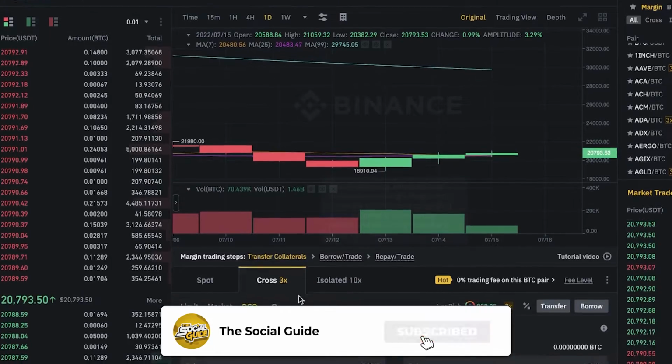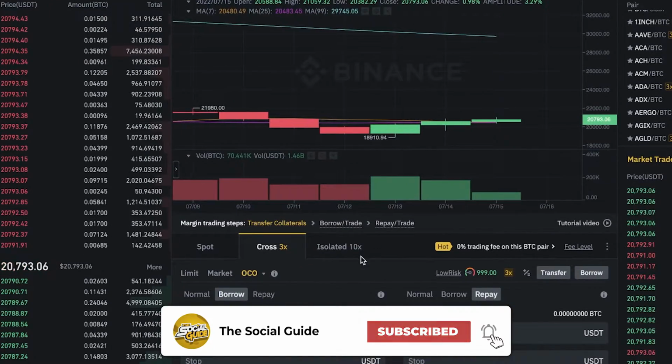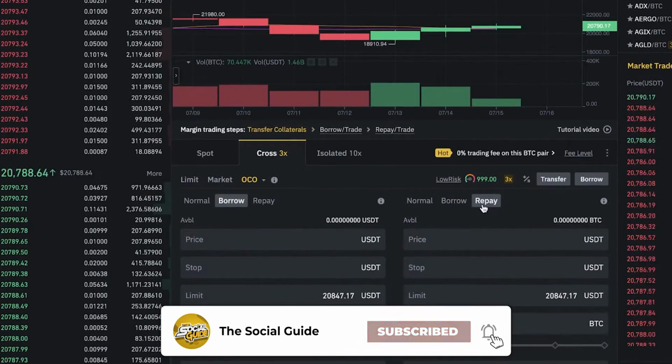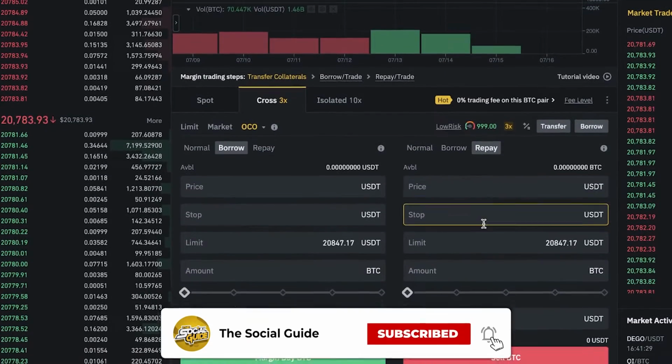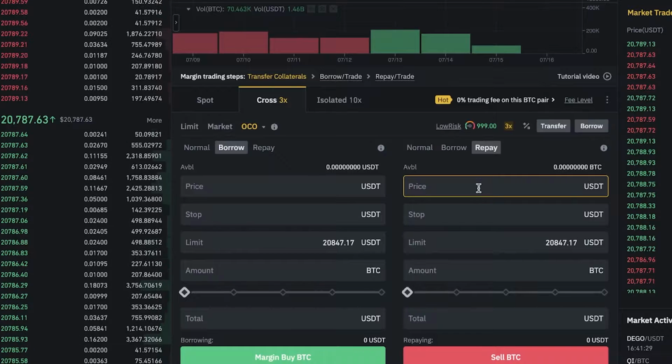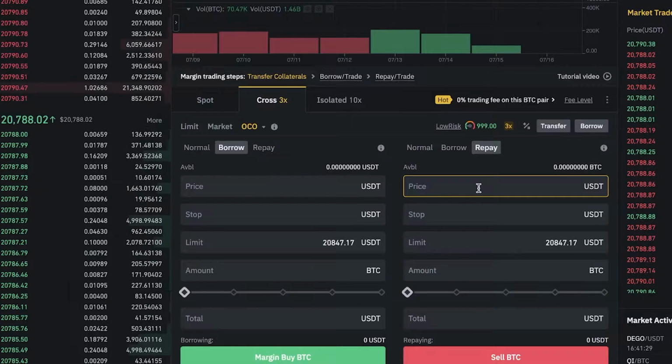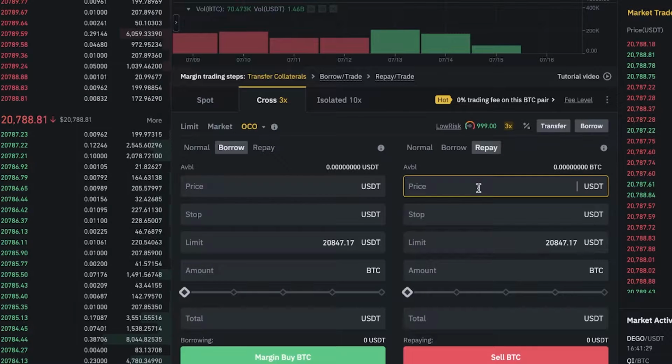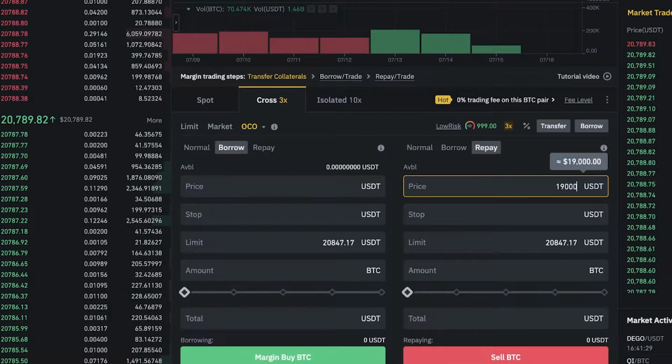Well, for that, you're going to select the OCO option, and you're going to click on repay over here on the right side in the sell BTC section, and then you're going to enter the price. So the current price is at around 20,800 and something, and you're going to select, for example, I'm selecting 19,000.